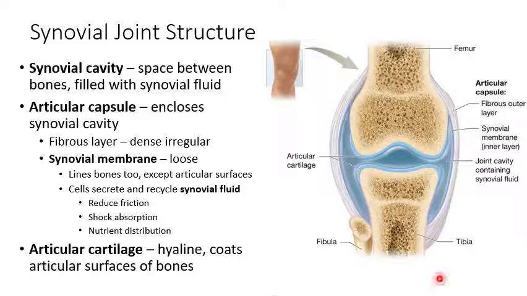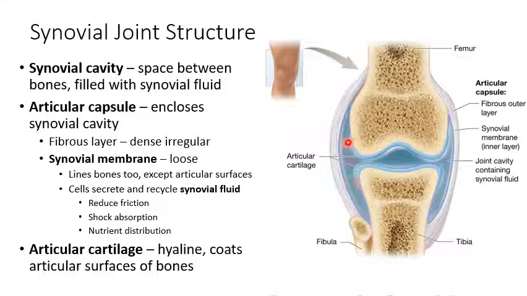So just to summarize here, in our structure of a synovial joint, we have the articular capsule surrounding the joint, also called the joint capsule. So your two bones come together, and then that area where they actually meet is surrounded by that articular capsule. The articular capsule encloses a space called the synovial cavity. It's also called the joint cavity. The synovial cavity is filled up with synovial fluid.